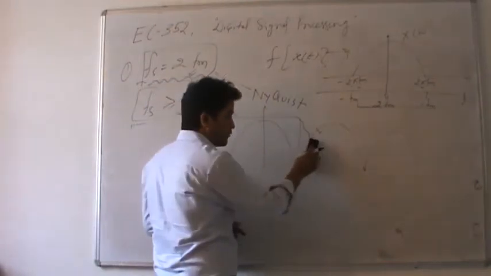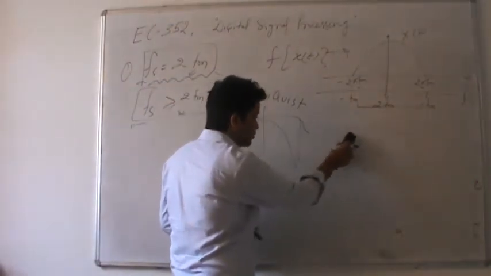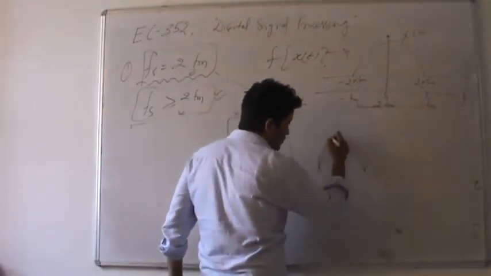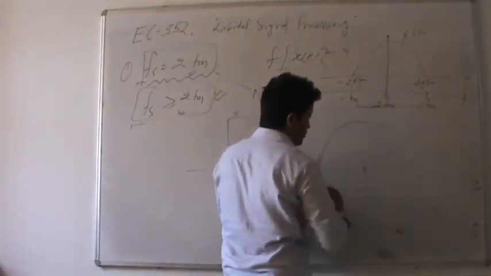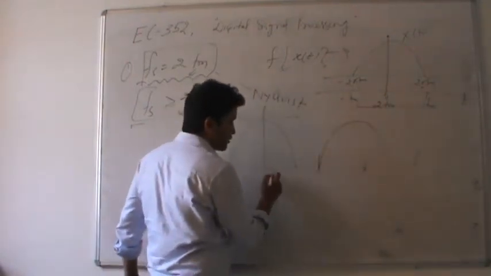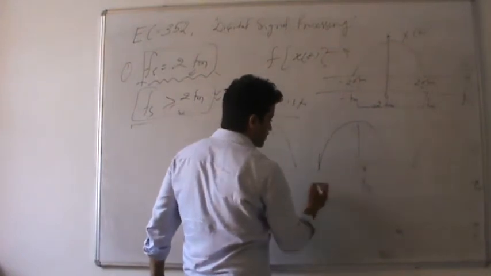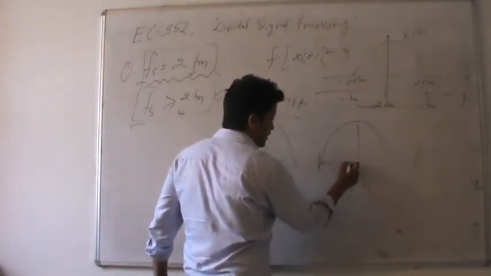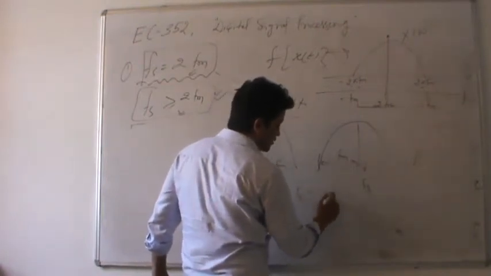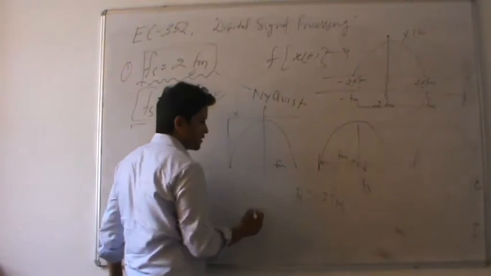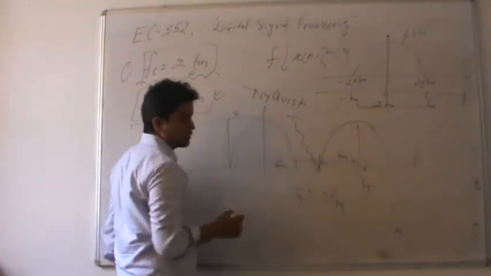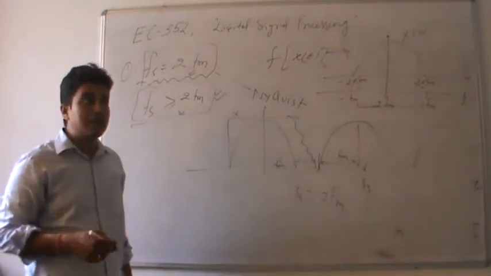So what I mean is that suppose somehow my next spectrum is starting after this position and that position. The sampling frequency fs is now, this is fm, that side is fm. So sampling frequency fs is greater than 2fm. This part is greater than. So now I have a scope for my filter characteristics, my filter's inefficiency.